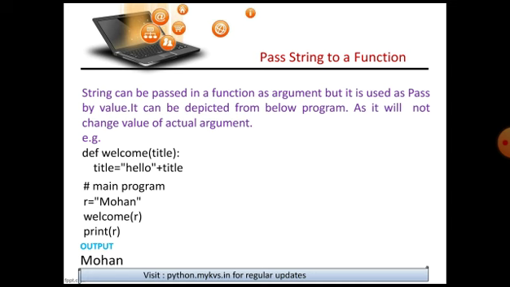The copy of the original string was created within the function, and that copied, duplicate value was modified within the function, and that string had scope only within the function. So as soon as the function execution got over and we returned back to the main program, that string is no longer existing. That is why within the main program we will be getting the value of r which was the original string which was passed to the function welcome here. That is why we get the value as Mohan.